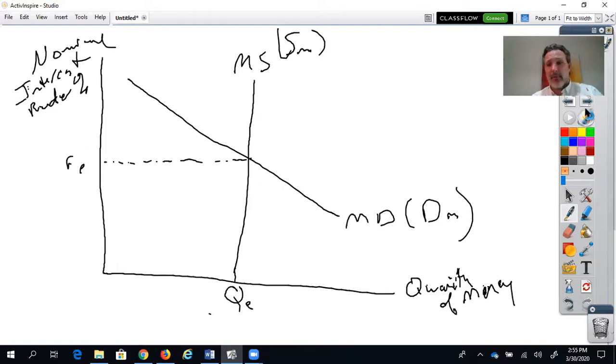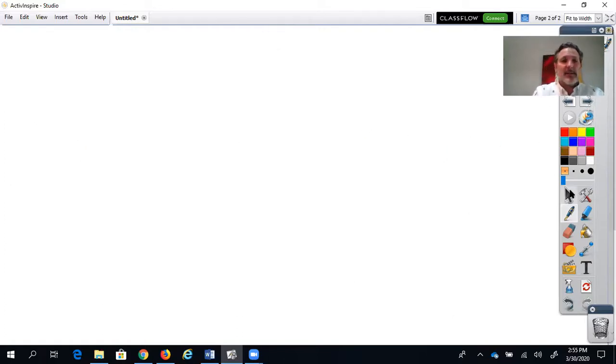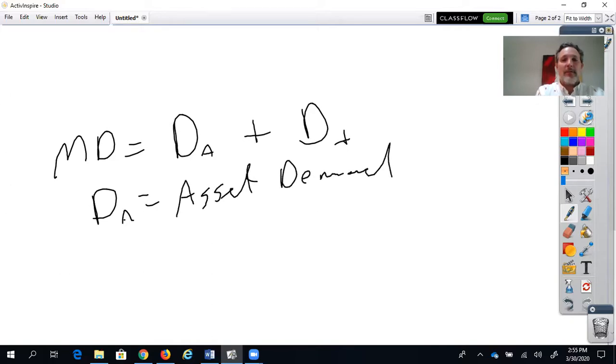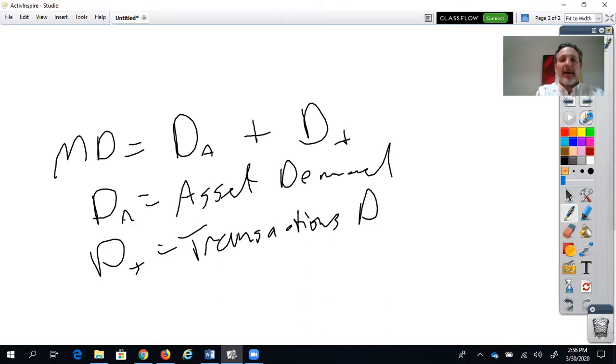Now, money demand has a formula which is very important on the test. So the formula for money demand is asset demand for money plus transactions demand for money. And you can put that down. D sub A equals asset demand for money, and D sub T is transactions demand for money. What are those? Okay, asset demand for money is, remember we went over this, money as a store of value.